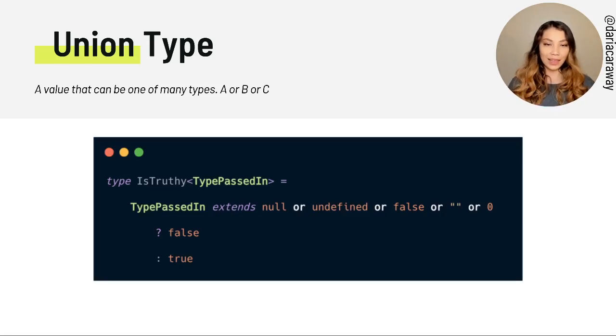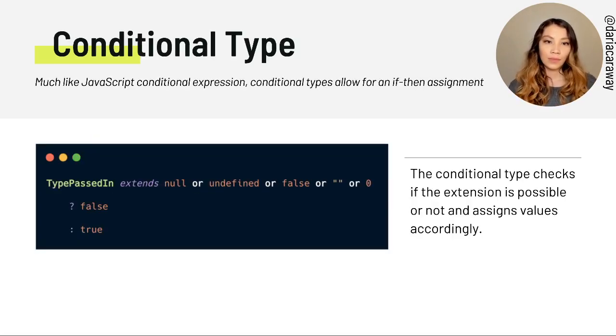So I'm just going to use the exact words that I just said and put that into our type so it reads a little bit more like a sentence. Then the last part of this type that we need to break down is this conditional type. So much like in JavaScript, how you have ternaries or like if-then statements, conditional types allow you to do an if-then type assignment. Here, the conditional checks if the type extends null or undefined or false or empty string or zero, and then assigns either the value false if that was true or true if that was false.